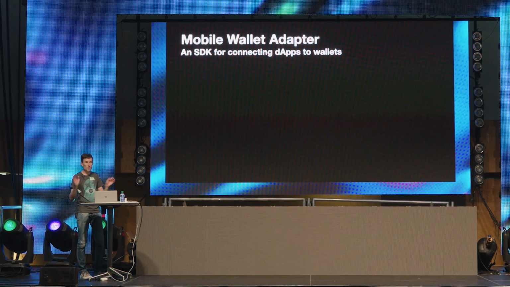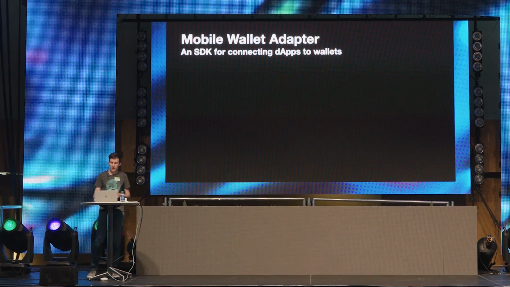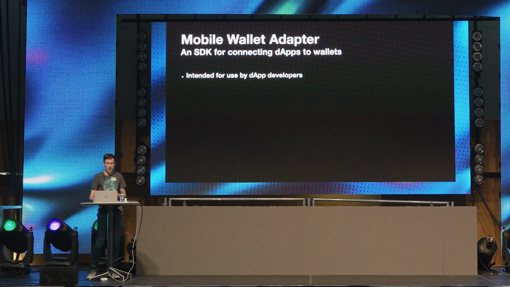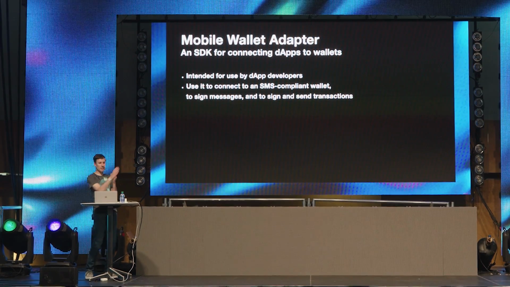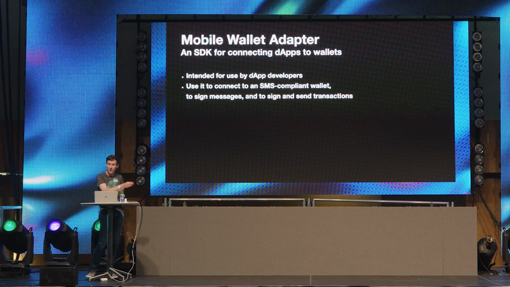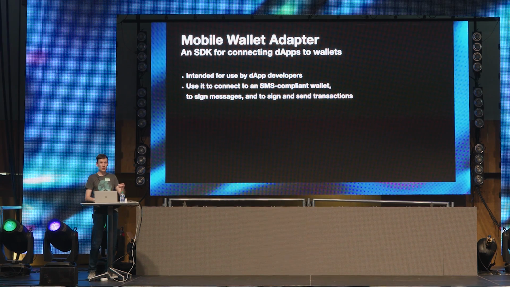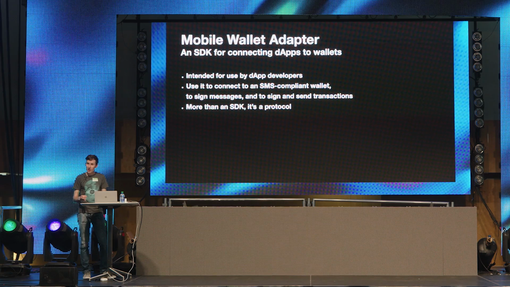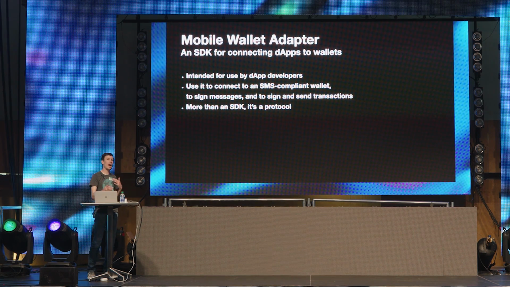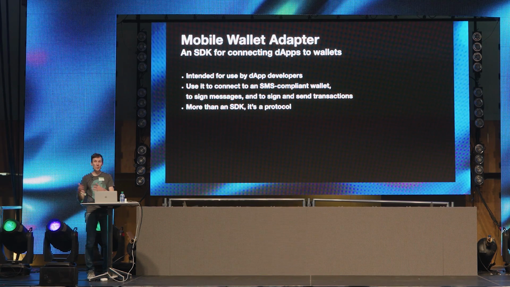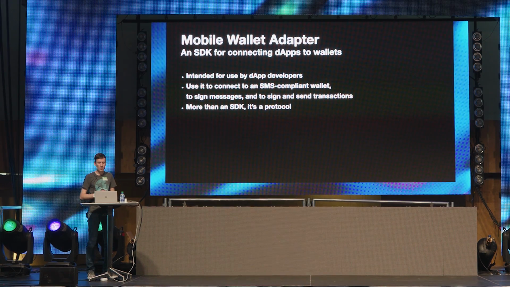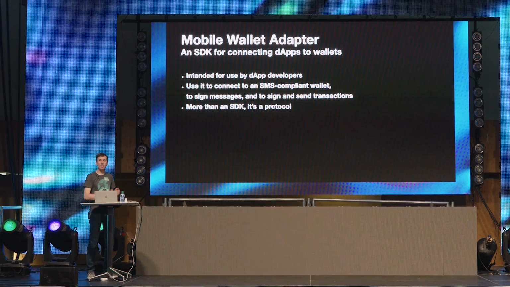So, first thing I'm going to talk about is the mobile wallet adapter. This is mainly intended for use if you're building a dApp. And you use it in your dApps to connect to a Solana mobile stack compliant wallet to ask it to do a bunch of things for your app, like sign messages and send transactions. But more than an SDK, it's a protocol. The mobile wallet adapter protocol describes how to build dApps and wallets that can freely cooperate, both locally on a device, but also remotely over a network, like a peer-to-peer connection, like Bluetooth. It describes how to do this, but it doesn't prescribe exactly what you need to use.